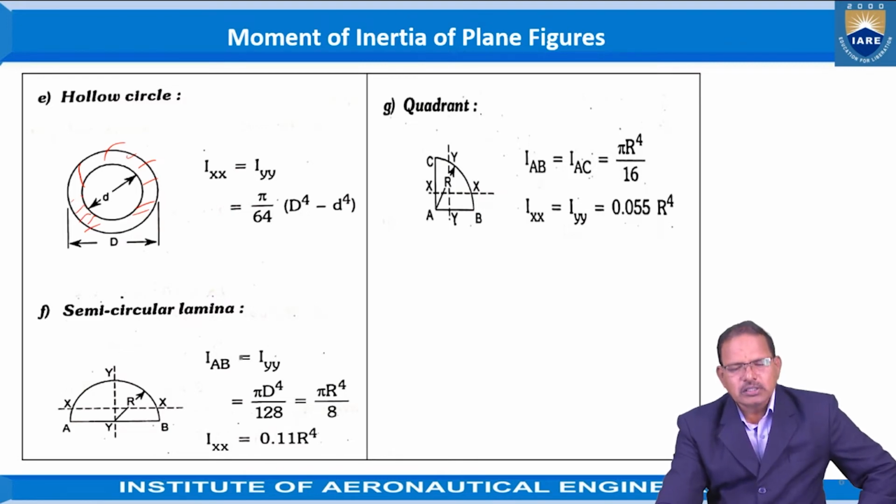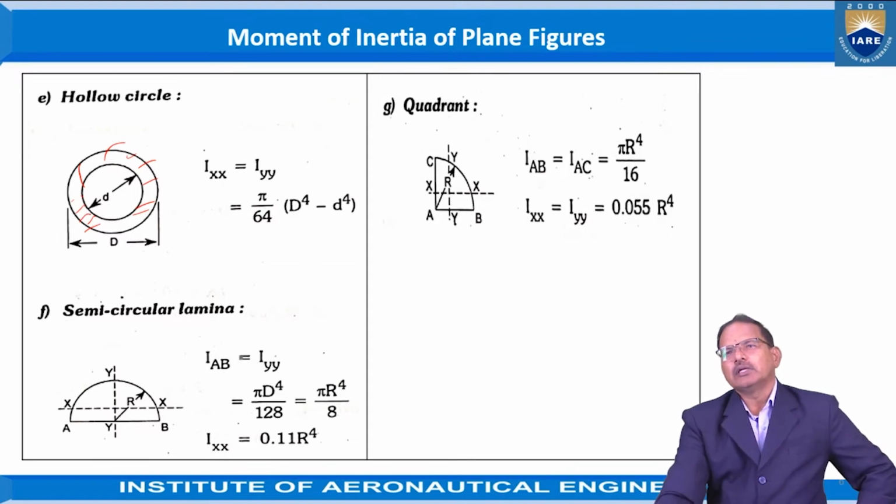For the semicircular lamina, since the area is half of the circle, the moment of inertia possessed by the semicircular lamina about its diameter, that is AB, is given by half of the moment of inertia possessed by the complete circle, which is equal to πd⁴ by 128. In terms of r, after substituting the value of π, we get this value equal to 0.11 r⁴.